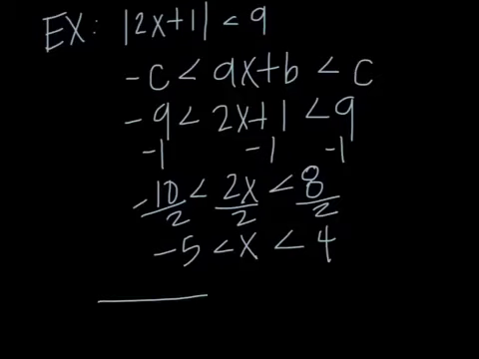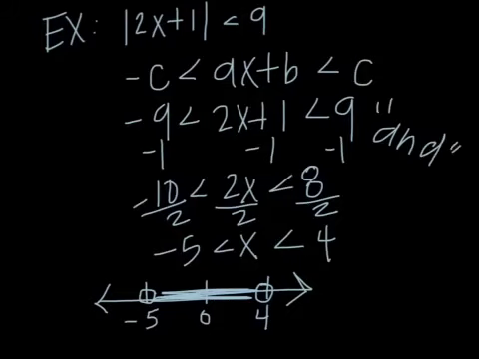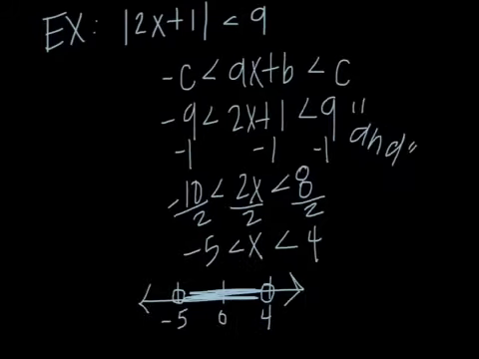I need to finish this by graphing this on the number line. So I have negative 5, I'm going to do 0 and 4. And I need numbers in between negative 5 and 4. And because these are just less than signs, I'm going to have open circles at negative 5 and 4. And I'm going to shade in between. This would be considered an AND statement because it's a range in between negative 5 and 4.